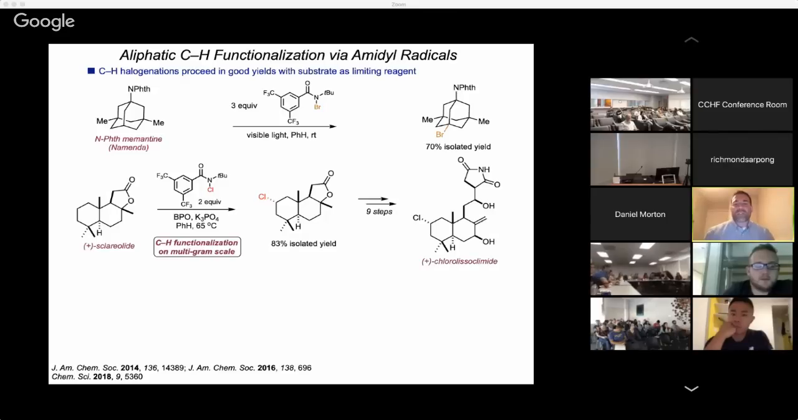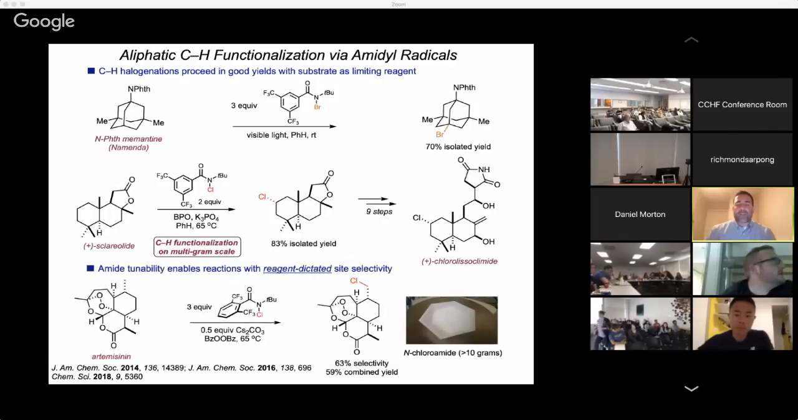Later on, we developed a CH chlorination, and this was with my friend Chris Vanderwal at Irvine. This reaction was used in the first step of the synthesis of chlorolissoclimide. We took sclareolide, which is commercially available, and using this chloroamide, you could run this on 10 to 20 gram scale. It's a very easy reaction to run with just a little radical initiator. That chlorinated product was then taken on in a few steps to the natural product. One other thing I'll point out, in all of these reactions, we use substrate as limiting reagent, so we don't have excess starting material and we don't recycle our unreacted starting material. These are all single pass, single reaction yields.